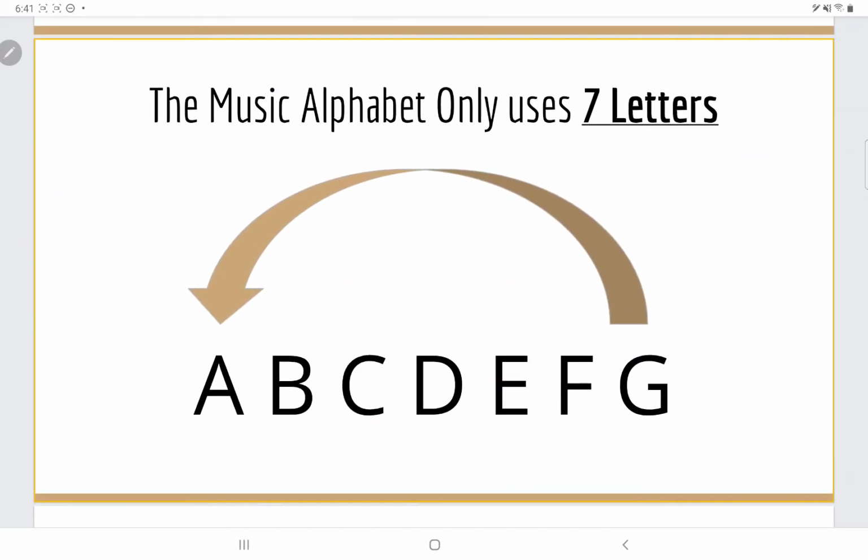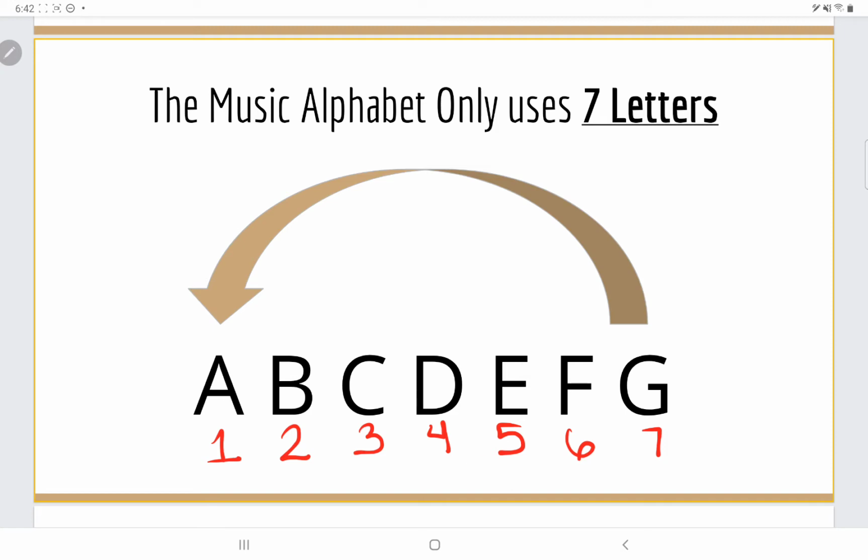All right, scholars, so the music alphabet actually only uses 7 letters, which is kind of funny. It only uses the first 7 letters of the alphabet. So we have A is 1, B is 2, C is 3, D is 4, E is 5, F is 6, and G is 7.